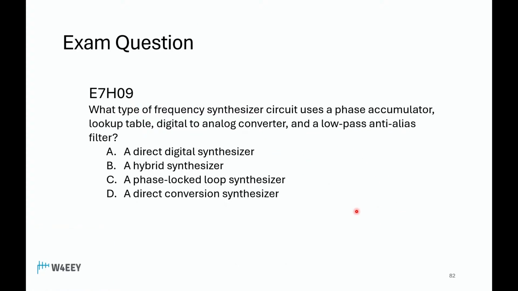Right into the questions. What type of frequency synthesizer uses a phase accumulator, lookup table, digital to analog converter, and a low-pass anti-alias filter? Remember the key words I shared. And those key words. A, Alpha. Yep, and direct digital synthesizer. That's the lookup table and the anti-aliasing, the low-pass filter on the output.